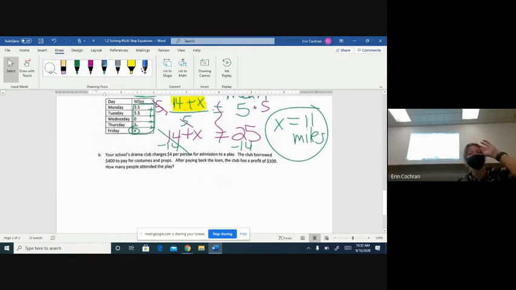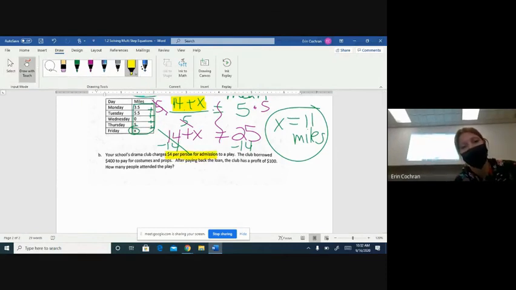Your school drama department charges $4 per person for admission. Okay, let's think about what $4 per person means. If I sold 10 tickets, how much money did I make? $40, right? And how did you do that? You took 4 times 10.